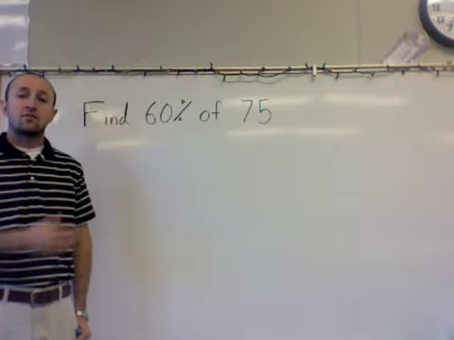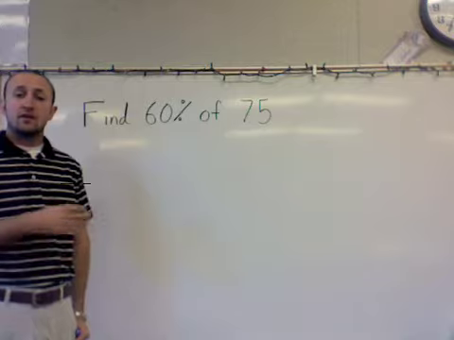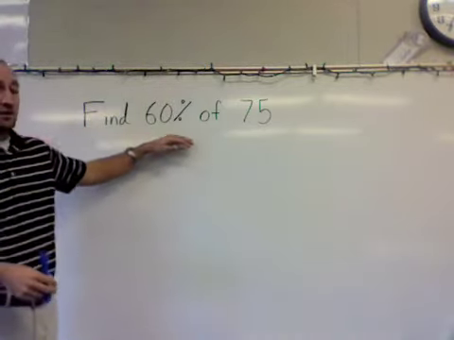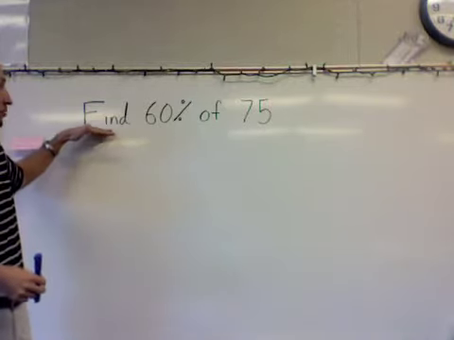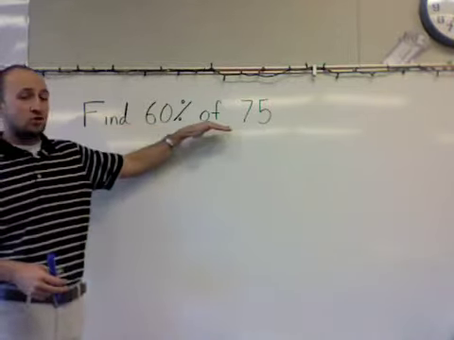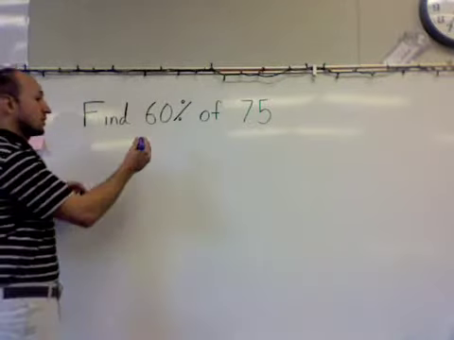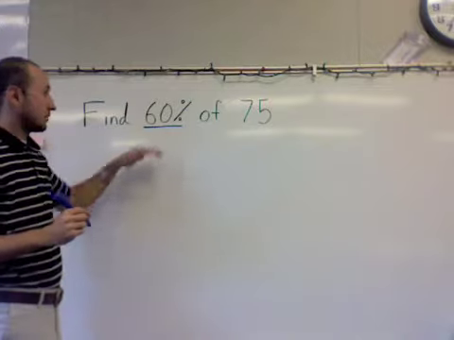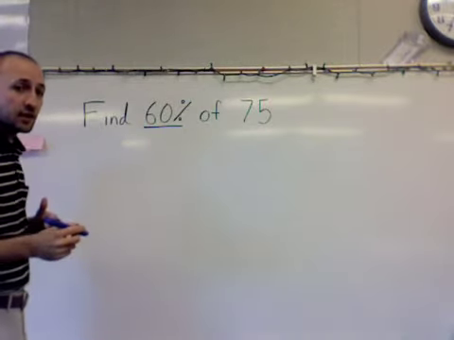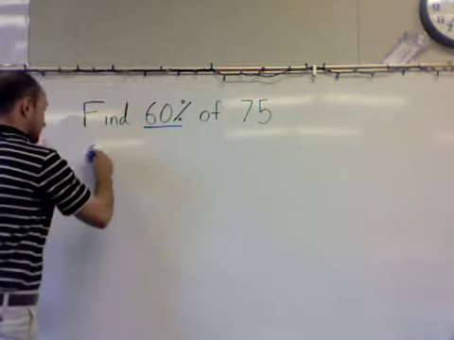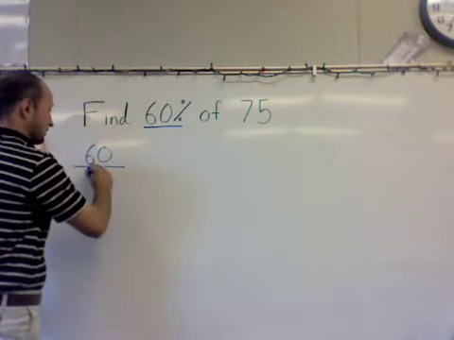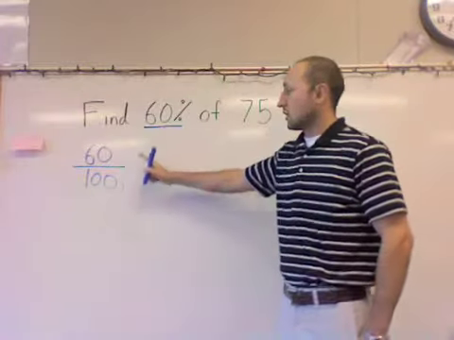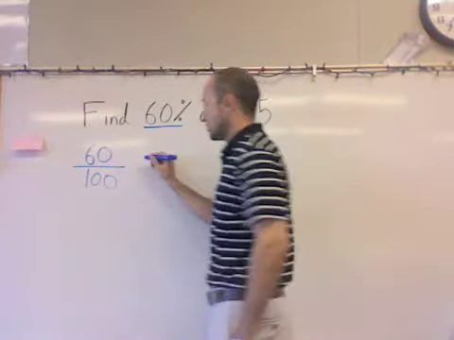Now that we've learned how to take a fraction and turn it into a percent, and how to take a percent and turn it into a fraction, let's find a percent of a number. So with this problem, we need to find 60% of 75. So now my first step is, since they're giving me a percentage, I want to write that out. 60 over 100. So I've taken this percentage and I've written it down as a fraction, 60 over 100.